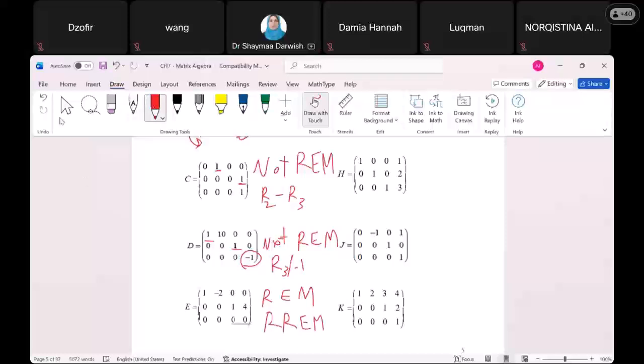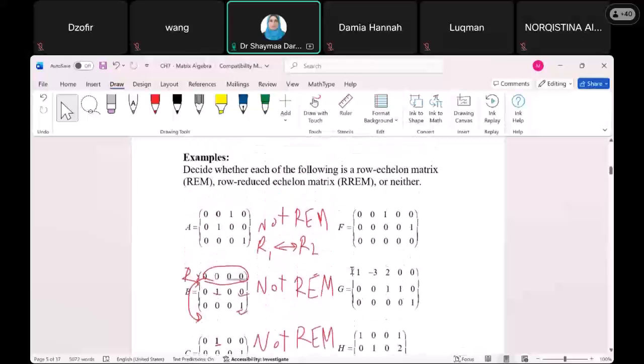Okay, the column that have leading 1, the others should be 0. But this column, minus 2, 0, 0, not having leading 1, so it's okay. 0, 4, 0, not having leading 1, so it is okay. The first column having leading 1, so the other entries should be 0. The third column have leading 1, the other is 0. So this is, yes, in reduced row echelon form. It is not only row echelon form, but also it is reduced row echelon form.